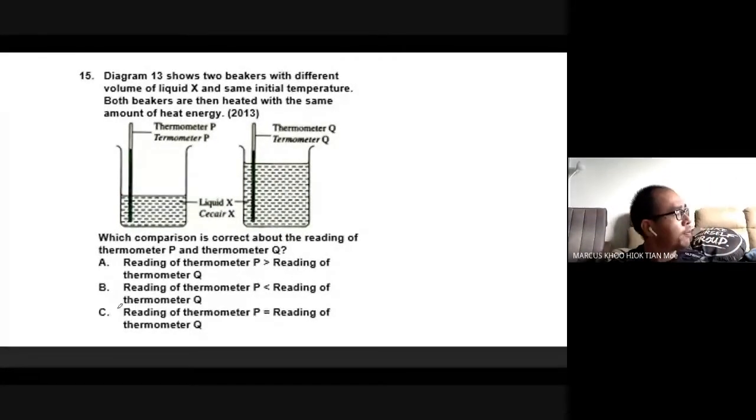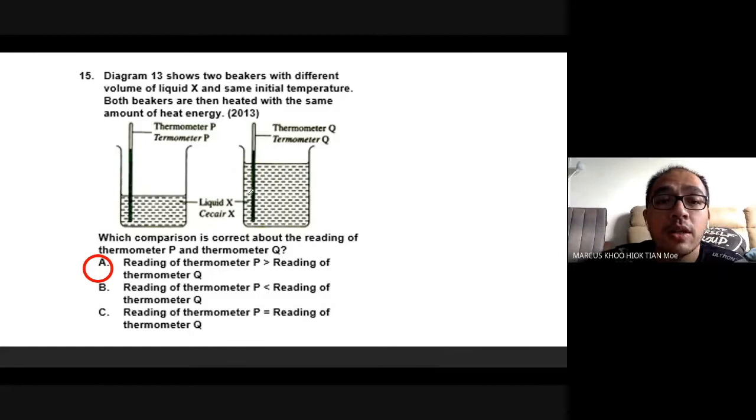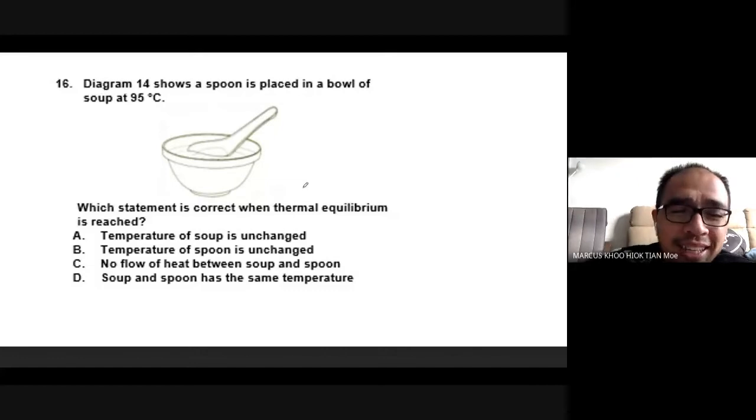Elvin, number 15. Okay, Elvin say A. Reading of thermometer P is more than reading of thermometer Q. Okay, very good, correct. Obviously, because both are heated with the same energy, P will increase temperature faster because it's less water. Q will take a longer time to increase temperature. Okay, good.